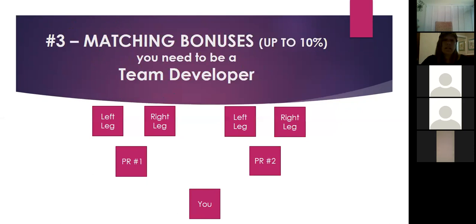So in order to become a team developer, you personally have to recruit 2 people, one on the right, one on the left. Now these 2 people, by the way, don't have to be your first 2 people. It could be your second person, your third person on the right, your fourth person on the right. Somebody on your right and somebody on your left has to get somebody on the left and somebody on the right. Does that make sense? Now you're a team developer and you qualify to earn matching bonuses.